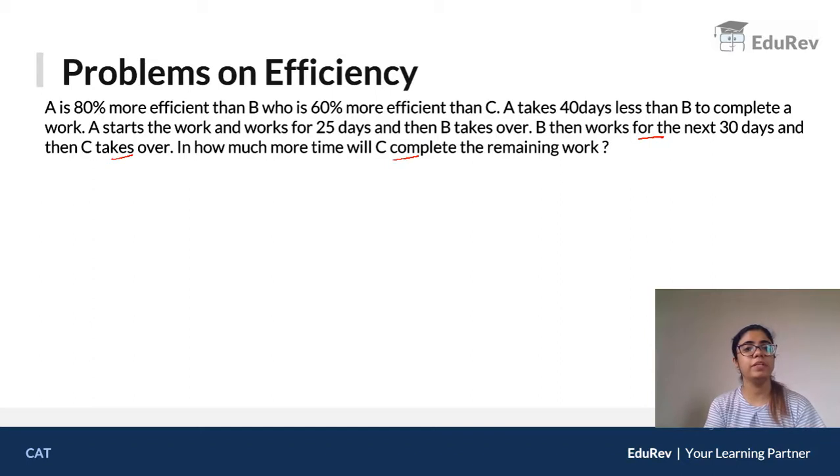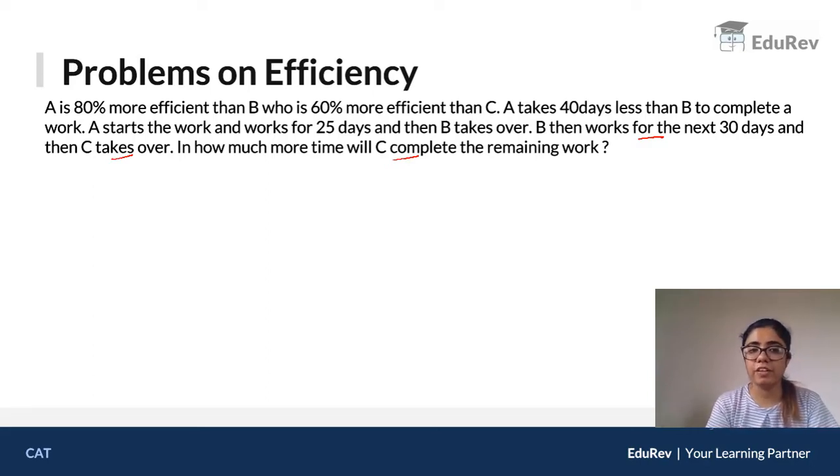The problem here is they have given the percentage values of efficiency with respect to one another. They have not given you the number of units done by them individually. They have not given you the individual days also. They're just saying this person works for these many days and then leaves and another person joins. Now how do we solve this problem?